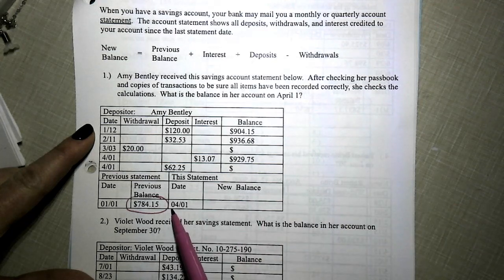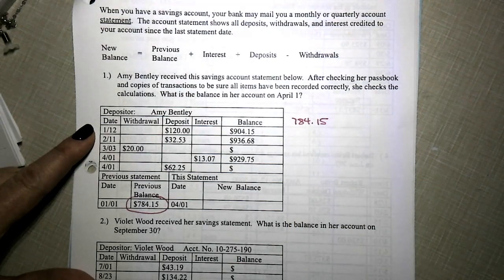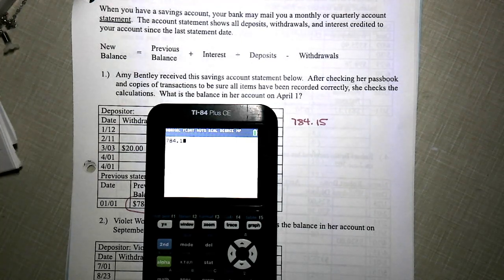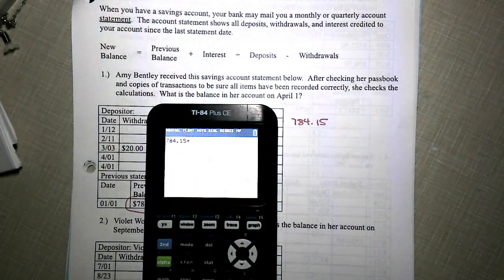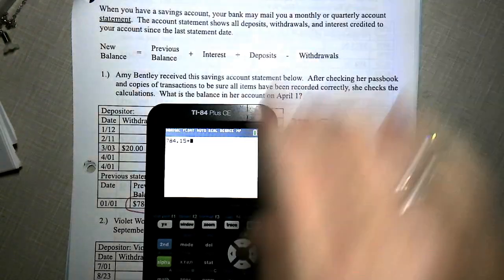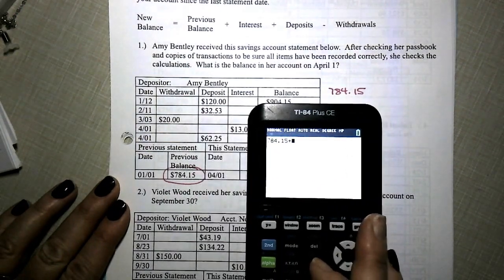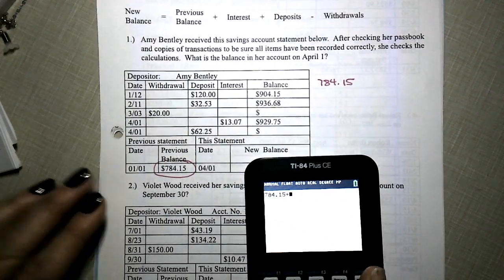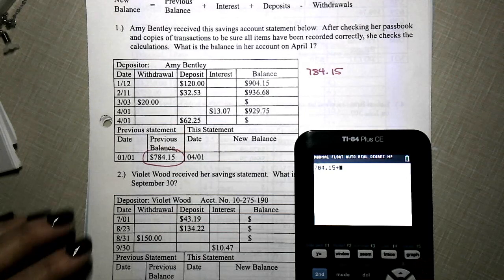The previous balance was $784.15, and that's where we're adding. So we've got $784.15 plus, I'm going to make this a little bit bigger. Okay, plus 120. Trying to find the best one so I don't have to keep moving it. I'll just go here. All right, plus 120.